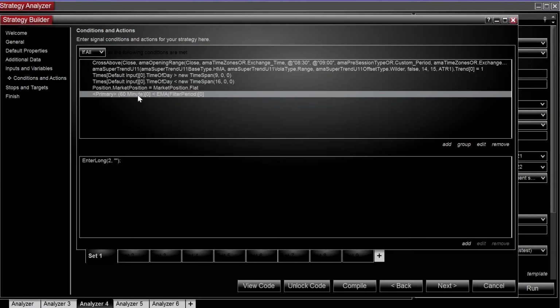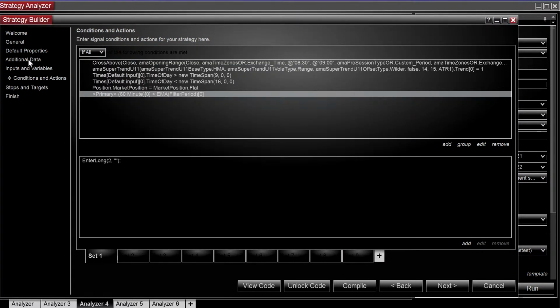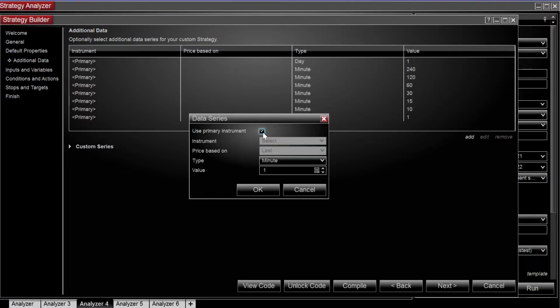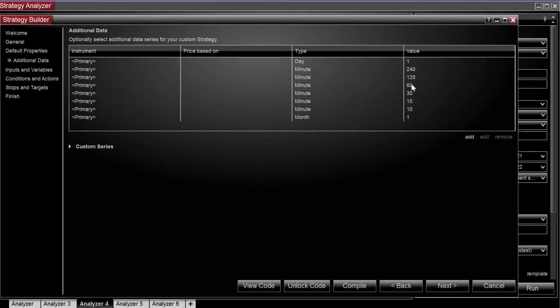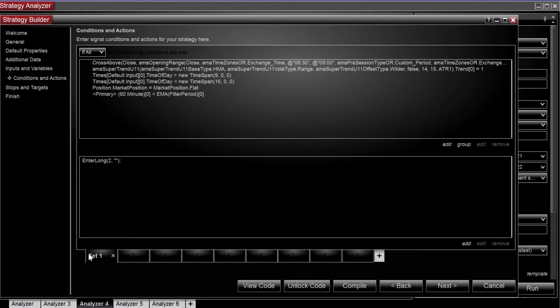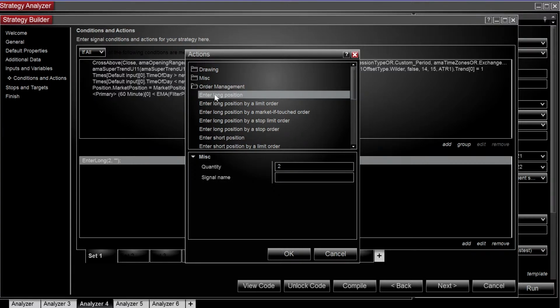The way we get access to this 60-minute bar is by going to additional data, clicking on add, checking primary instrument, keep it as minute, put 60, okay, and that's going to add the 60-minute chart as a selectable input. Back to our conditions. All of this occurs. We have our enter long position, quantity, type in 2.